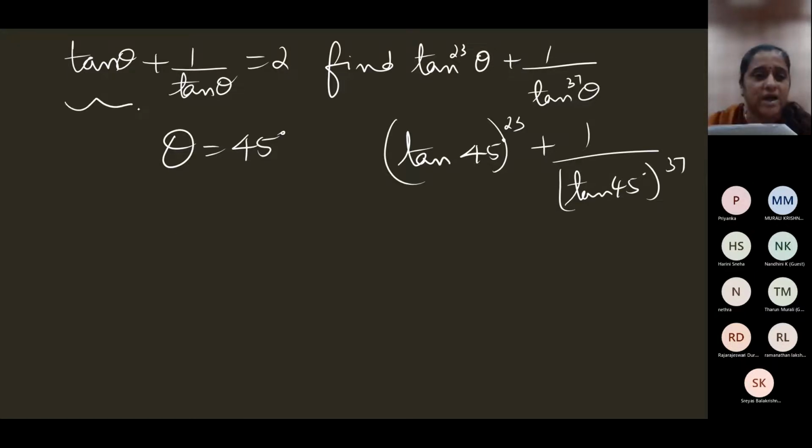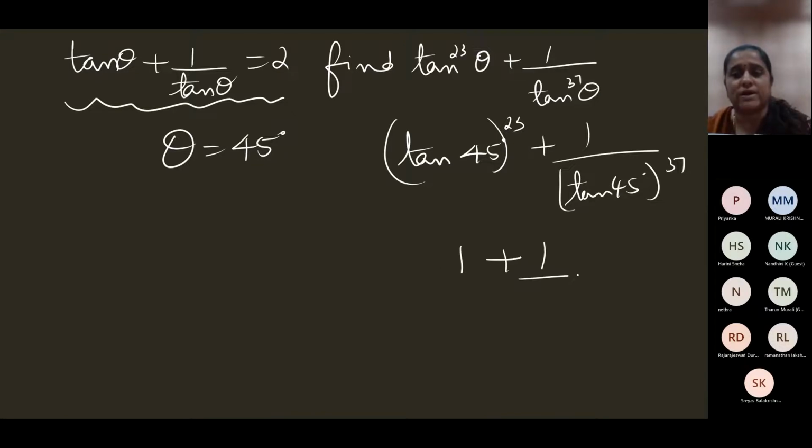See, remember, the value of theta here is 45. So tan 45 degrees is 1. 1 to the power 23 is 1, not 23. 1 to the power 23 is 1, plus 1 by 1. Tan 45 is 1. 1 to the power 37 is not 37. 1 into 1 into 1, 37 times is 1. Now here also, don't write 1 as the answer. 1 plus 1, 2. The answer is always 2. Remember this.